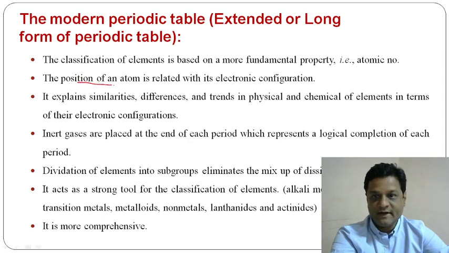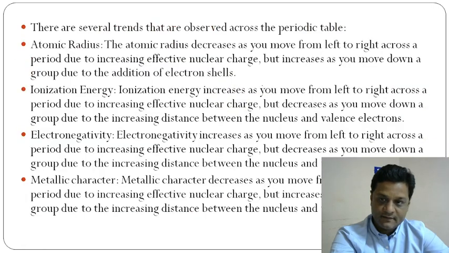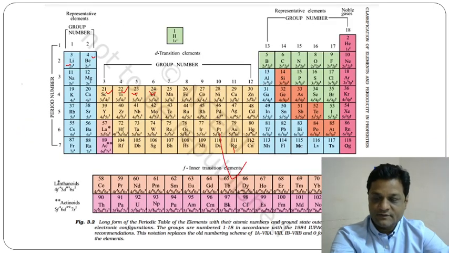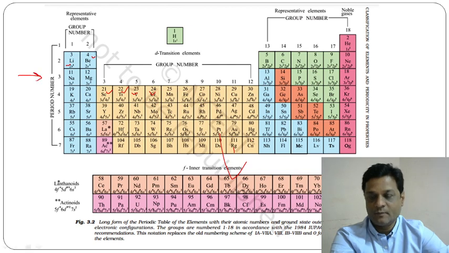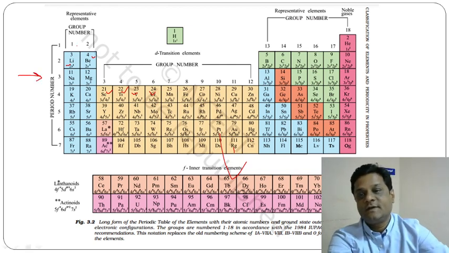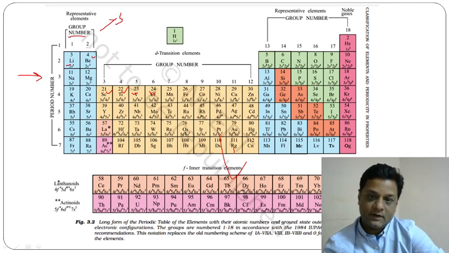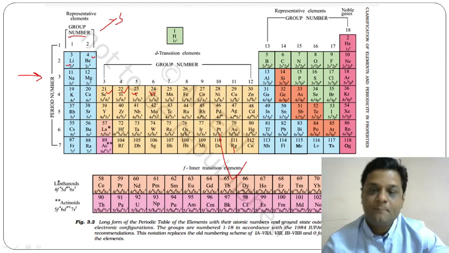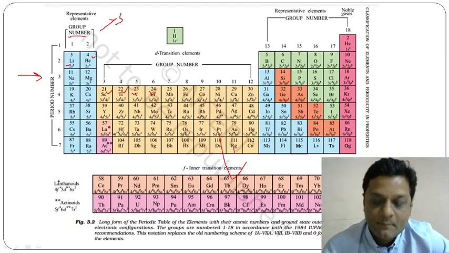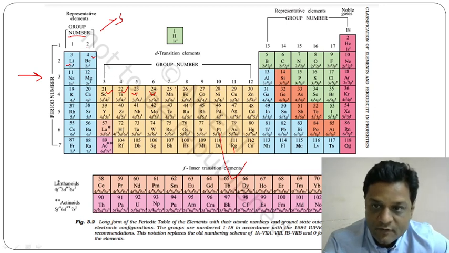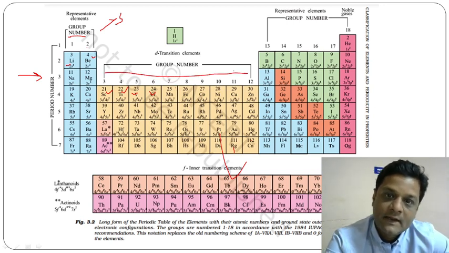The position of an atom is related to its electronic configuration. The elements whose electronic configuration has an unpaired electron in the s orbital are placed in groups 1 and 2. These are called s block elements. Where the unpaired electron is in the d orbital, they are placed in groups 3 to 12. These are called d block elements or transition elements.